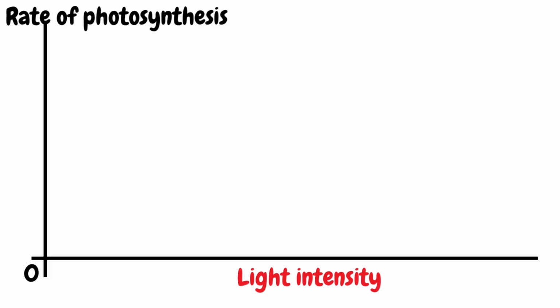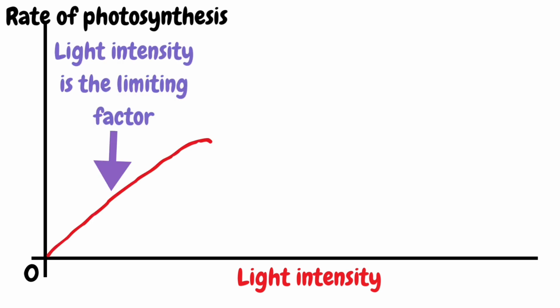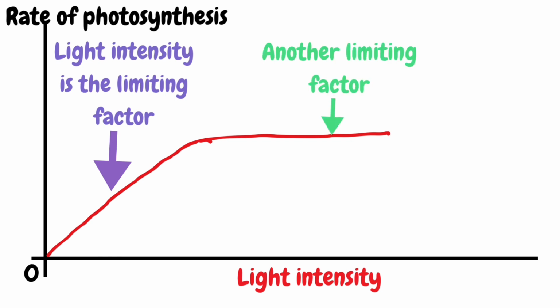We can draw a graph comparing the rate of photosynthesis with light intensity. To start with, as we increase the light intensity, the rate of photosynthesis gets faster. So this tells us that light is the limiting factor. But as we keep increasing the light intensity, the rate of photosynthesis plateaus and doesn't get any faster. This means that something else is now limiting the rate of photosynthesis and slowing the reaction down. This factor could be carbon dioxide concentration, but it may also be temperature.